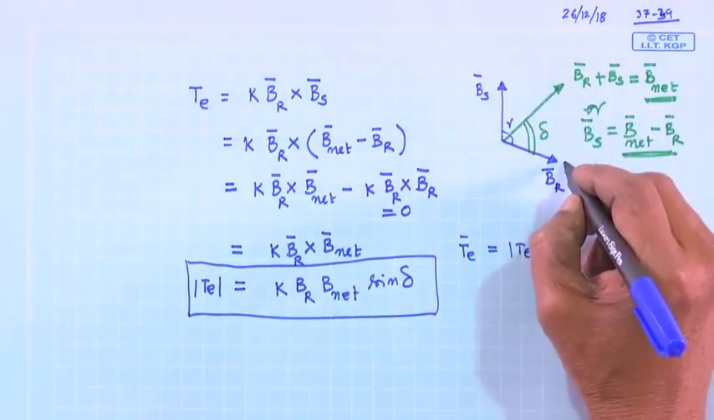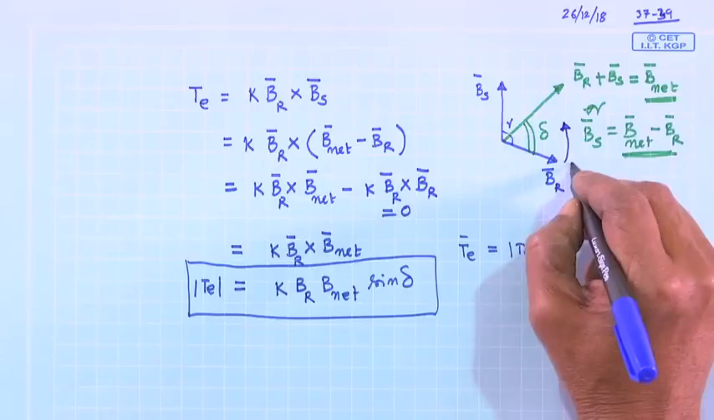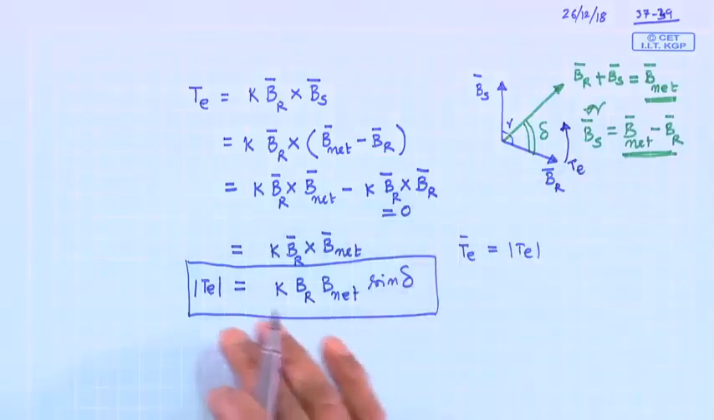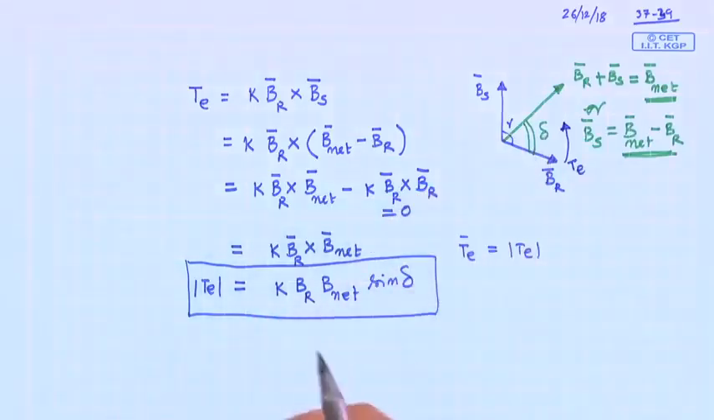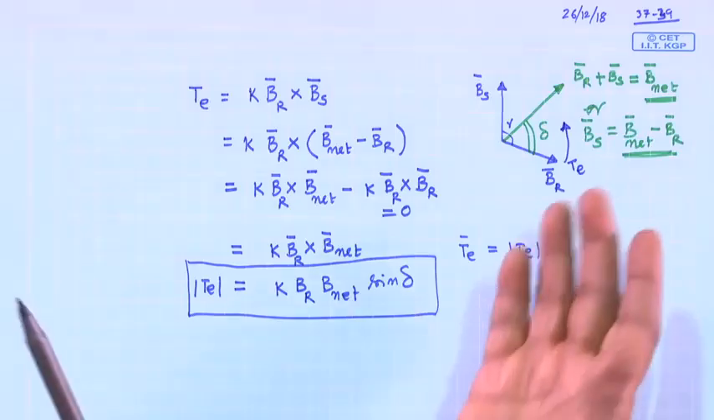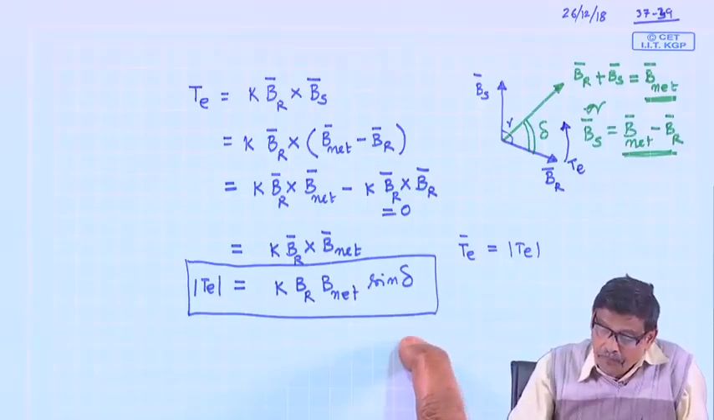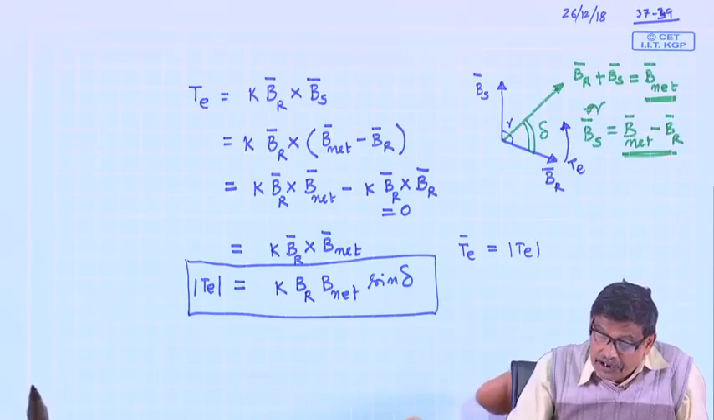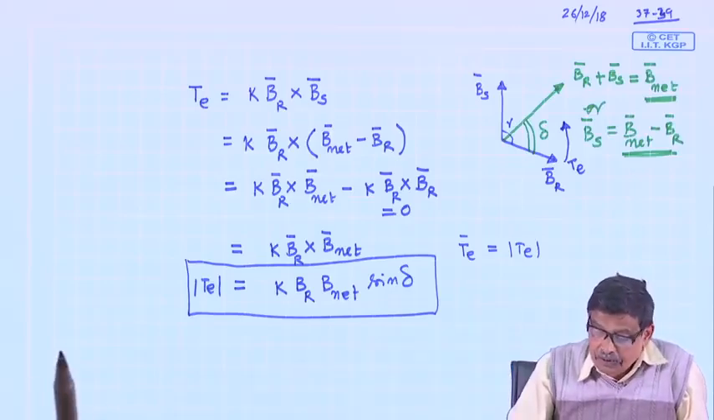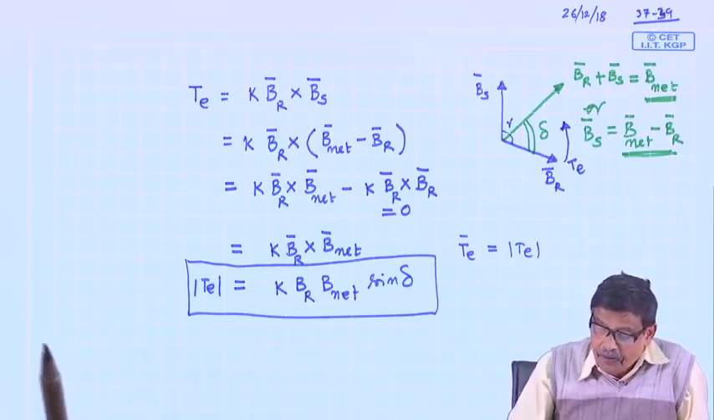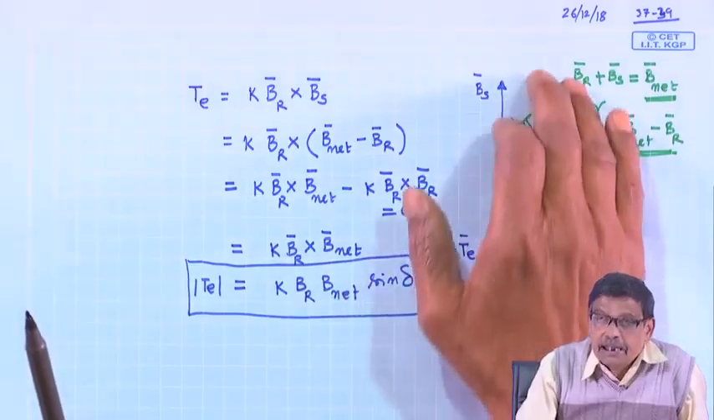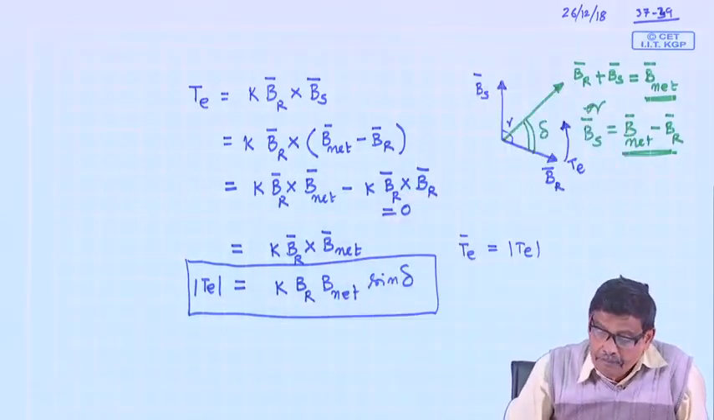So, torque will be acting always in this direction. So, we drop that unit vector perpendicular to the plane of the paper. Let us not go to that complexity, because it is clear from this equation. I now know that the rotor will try to move from vector B r to B net, that is it.